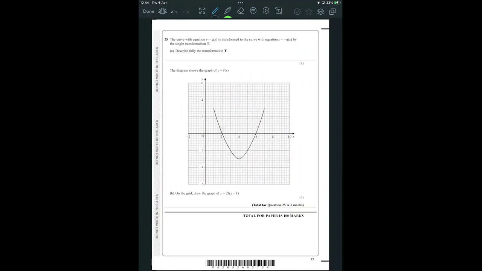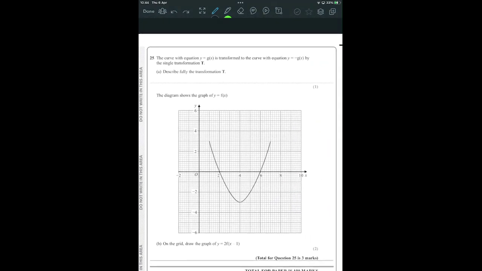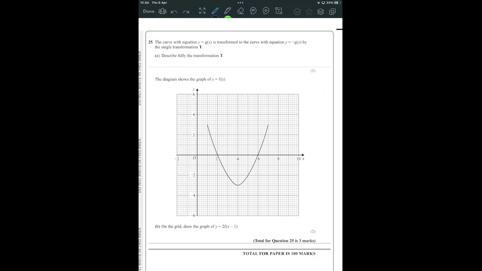Now we're on to the final question, Question 25. We can see that we've got the end of the paper comment down there. So let's do our very last question. The curve with that equation is transformed to the curve with that equation by a single transformation. We've put a negative sign in front.